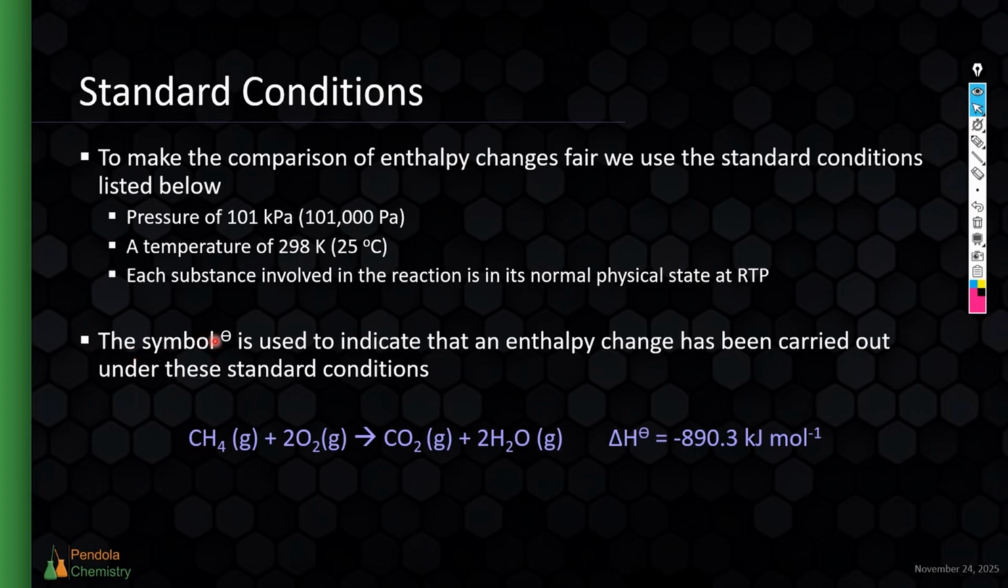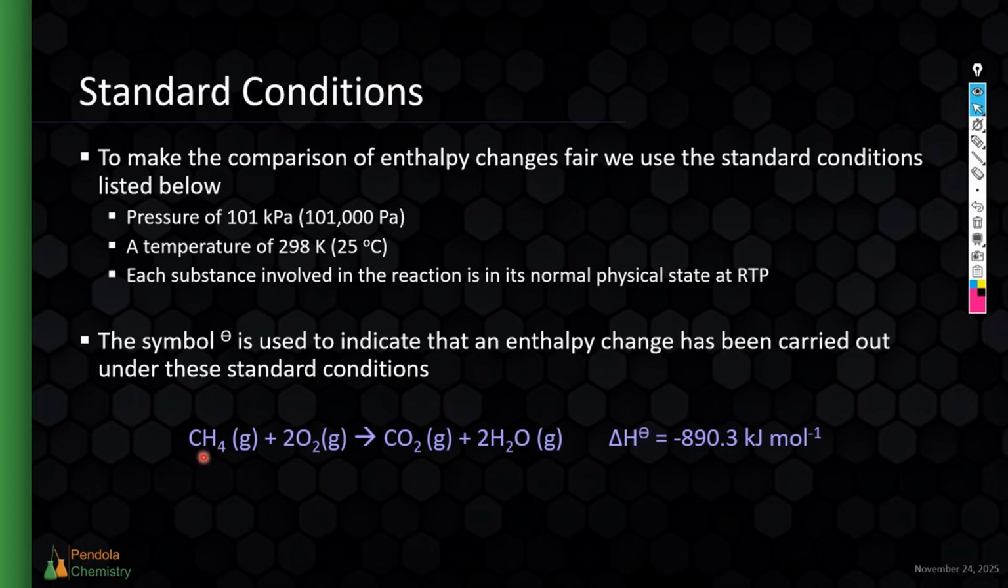Now, the symbol that we use in order to show that an enthalpy change is standard is this right here. It's a circle with a line going through it. Anytime you see that symbol, it indicates that the enthalpy change is standard, meaning that it was carried out at these conditions and therefore can usually be compared to most of the enthalpy changes we see.